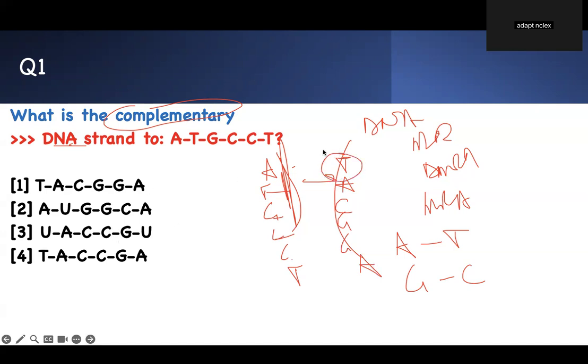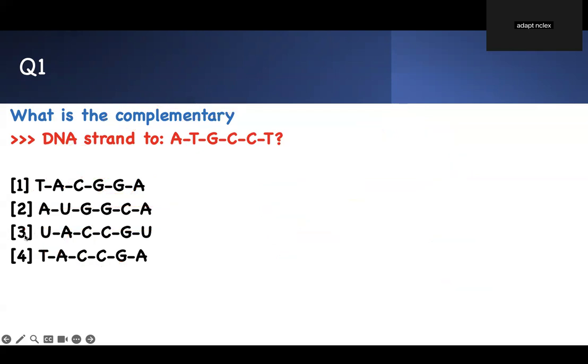Therefore, look at it. The next complement should start with the T. This does not start with the T, eliminated. This does not start with the T, eliminated. These two start with the T, followed by A. They both have A, followed by C. Both have C, followed by two G's. There's two G's here, and there's one G here. Therefore, number one is the right answer, and A is correct. That is how you answer this question.